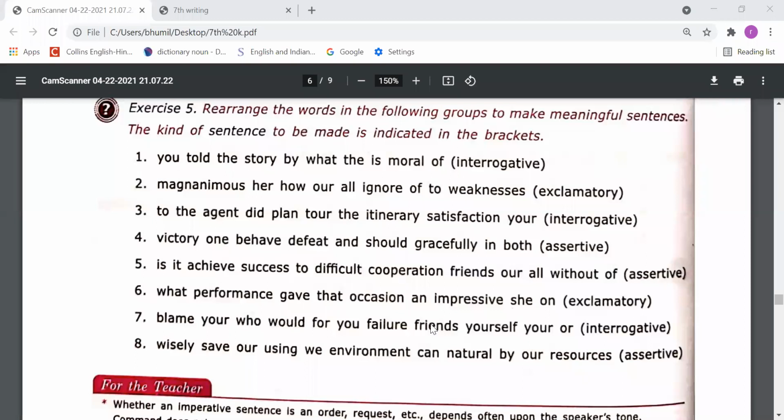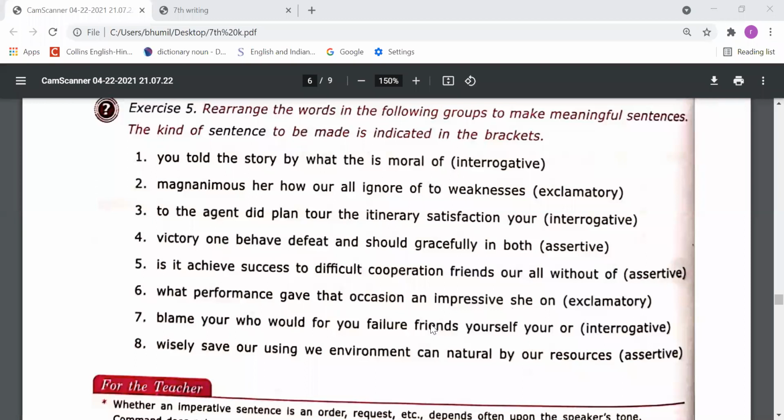Sentence number 6, what performance gave that occasion an impressive she own? You have to form an exclamatory sentence. So you can say that what an impressive performance she gave on that occasion.